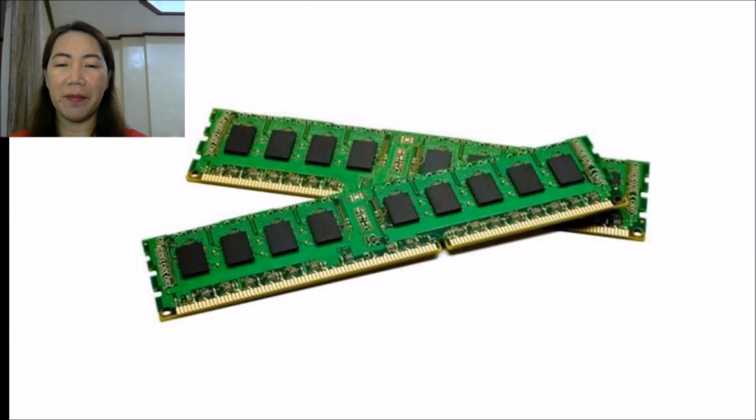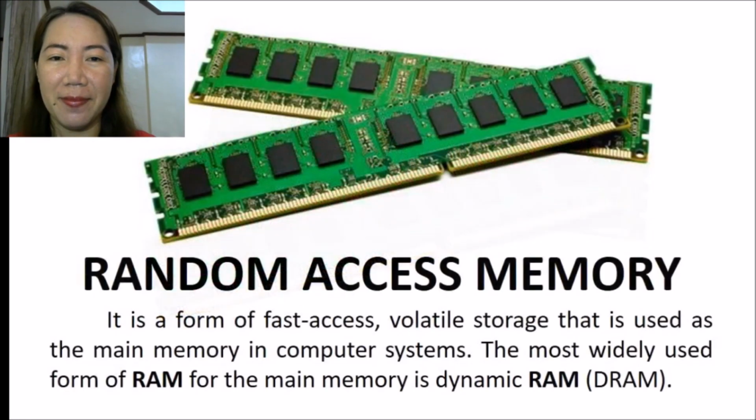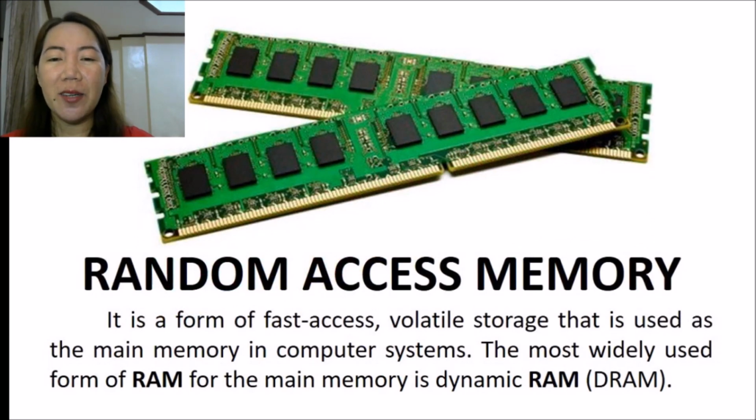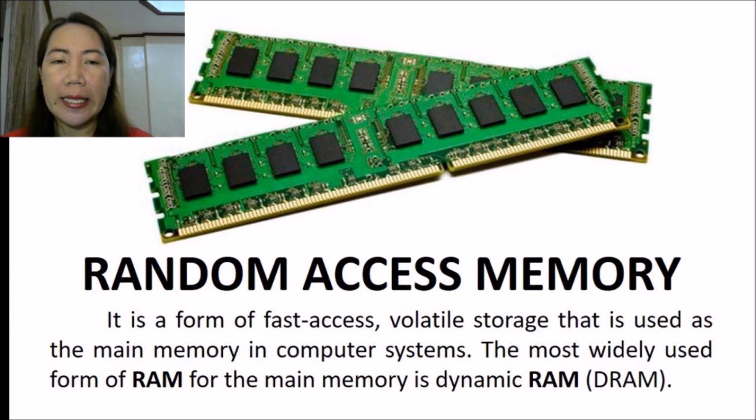What about that one? It looks like a chocolate, right? Okay, what do you call that one? 3 seconds. Time's up. The answer is random access memory or RAM. It is a form of fast access volatile storage that is used as the main memory in your computer system. And the most widely used form of RAM for the main memory is the dynamic RAM or DRAM. Still out in the market, we have DDR2, DDR3, and DDR4.